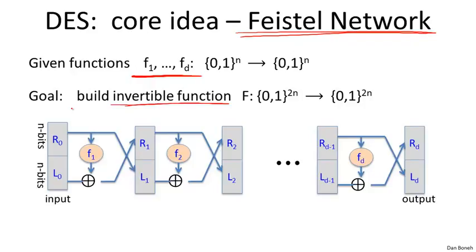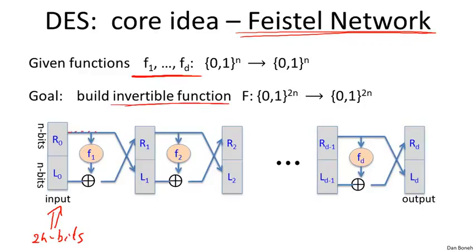The way we'll do it is by building a new function, we'll call it capital F, that maps 2n bits to 2n bits. The construction is described right here. So here we have our input. You notice there are two blocks of n bits. In other words, the input is actually 2n bits. R and L stand for right and left. Typically people describe a Feistel network from top to bottom, in which case these n bits really would be right and left. But here it's more convenient for me to describe it horizontally.